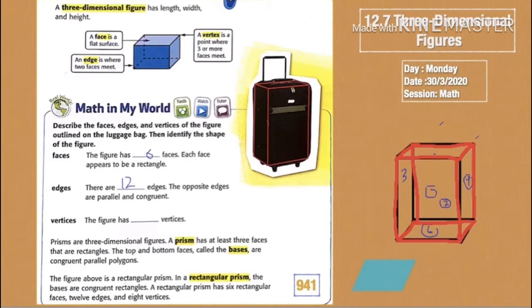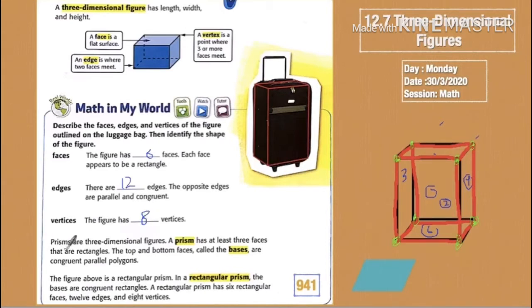Next, we have vertices. The figure has blank vertices. So this is kind of like the corner. Let us count the corners, or the vertices, that we have here. Okay, we have 1, 2, 3, 4, 5, 6, 7, 8. So I have 8 vertices.